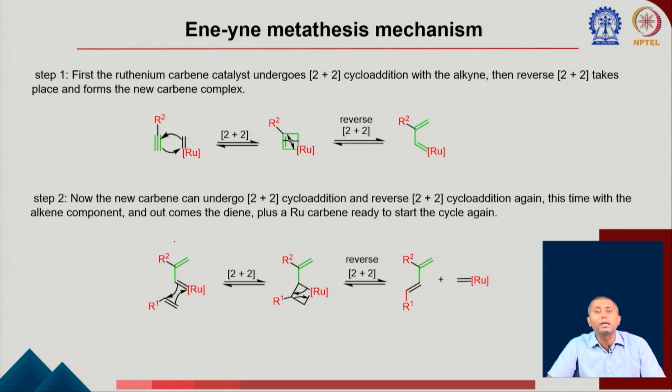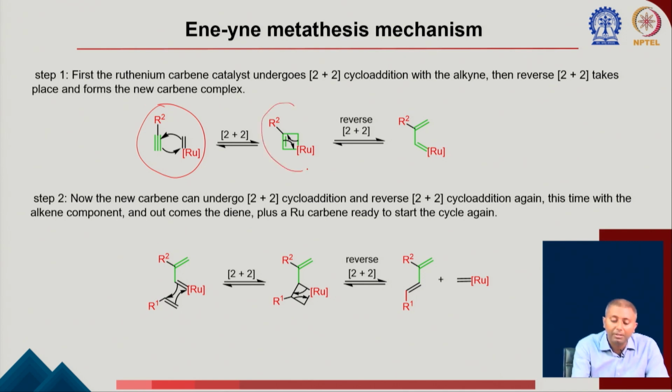Then there is another class of reaction like ene-yne metathesis. So here, what is happening? The reaction is happening with an alkyne. So that is the first thing. Again, a 2+2 forms this type of metallocyclobutene intermediate.